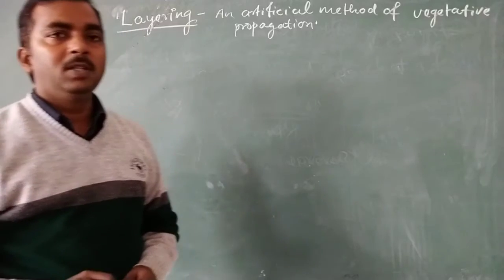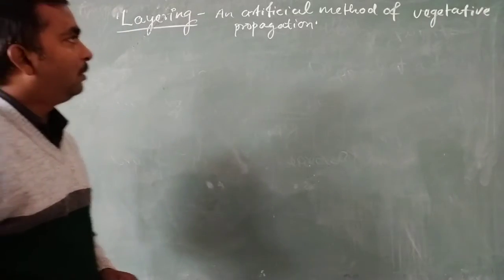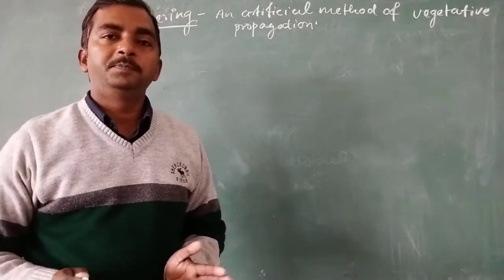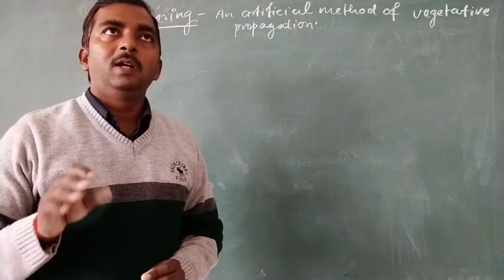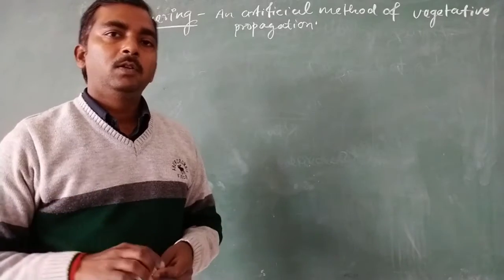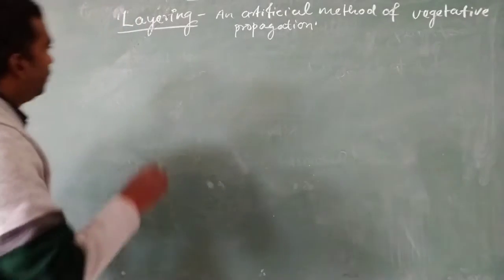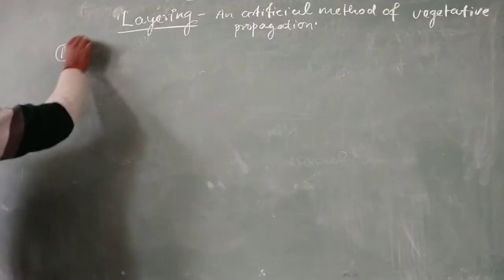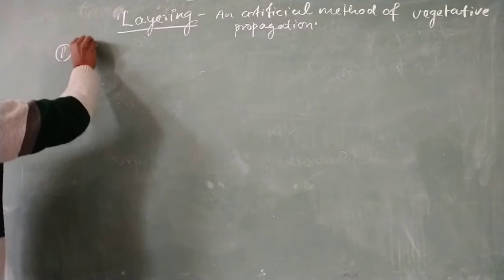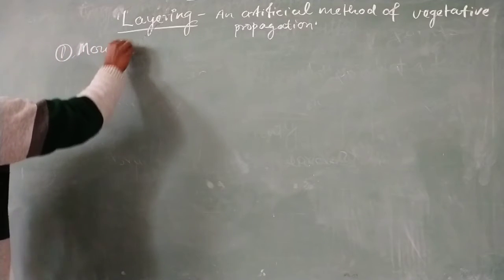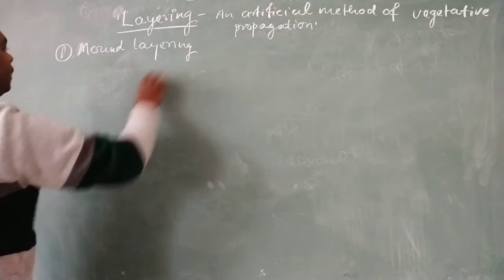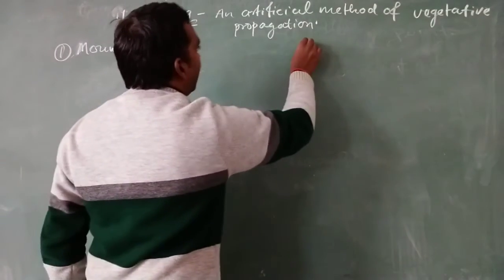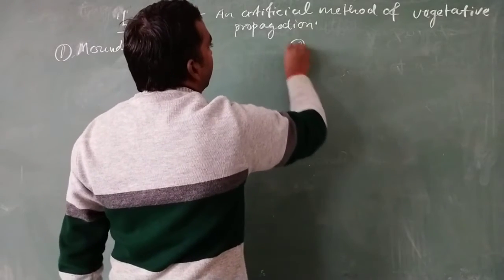So the concept of this technique involves different kinds of plants, or the plants are divided into two categories on the basis of layering. The first is mound layering, and the second we discuss is air layering.